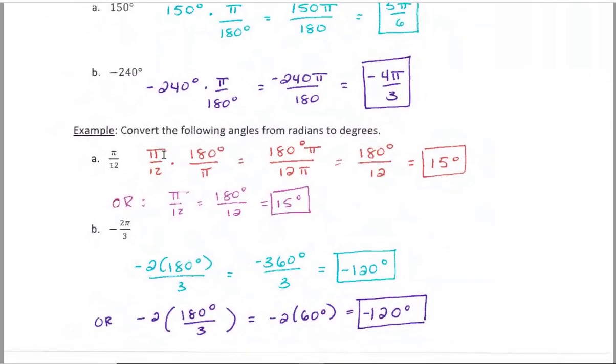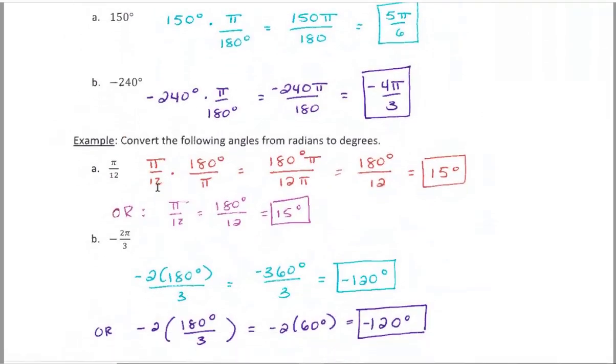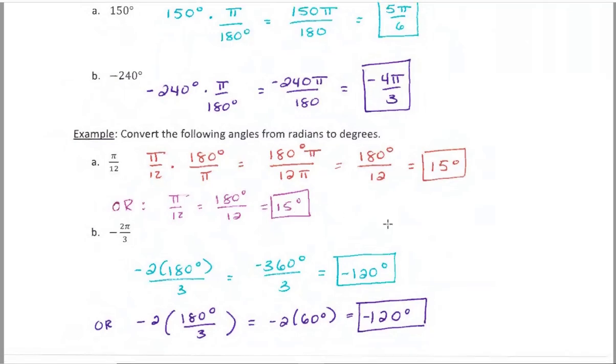To go from radians to degrees, we said we would multiply by 180 over pi. So we'll take that pi over 12 times 180 over pi, and then we get 180 degrees pi over 12 pi. The pi's will cancel, and we have 180 degrees divided by 12, which reduces to 15 degrees. But an easier thing to do, we can remember that pi is equal to 180 degrees, then we can just replace this pi with 180 degrees, and we end up with the same 180 over 12, or 15 degrees.